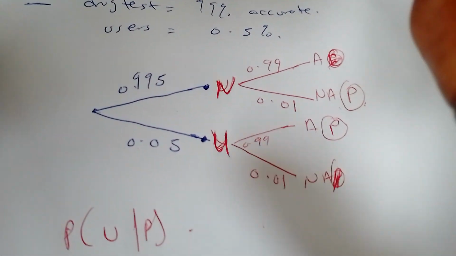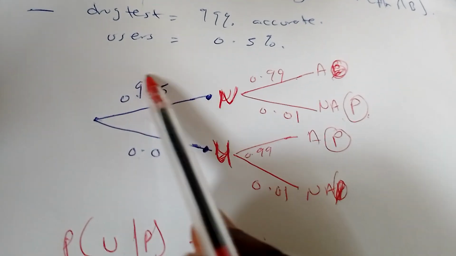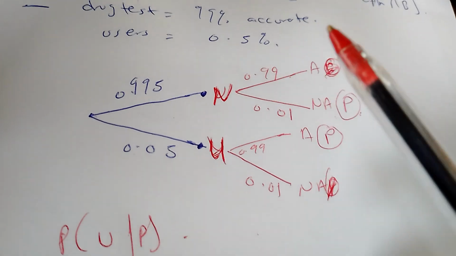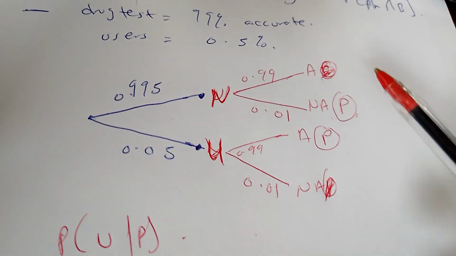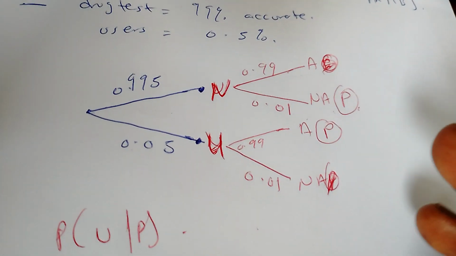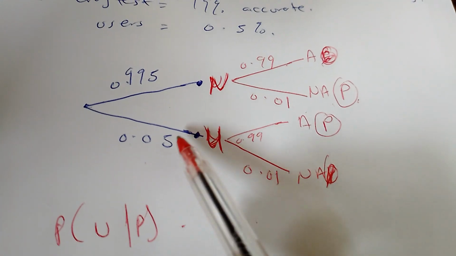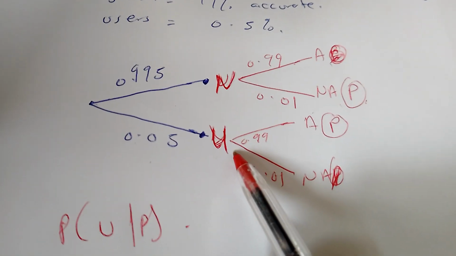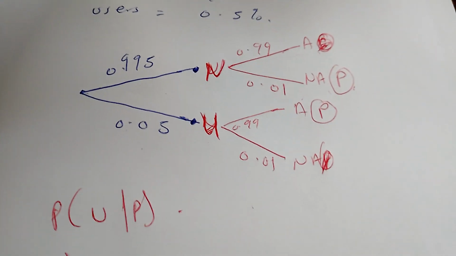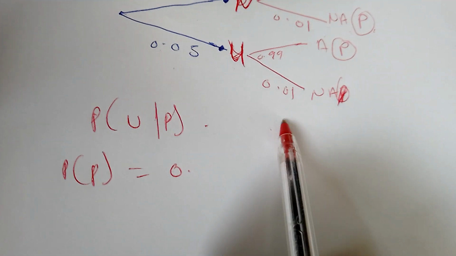Let me just explain everything that's happening here. You have 99.5% of the population not using it, and when they do the test, 99% of the time it says you're not using it. But for some small population, that's the 0.1, it will say you are using it when you're not. Now, for the users, 99% of the time it identifies that you are using the drug, but for a few users it doesn't catch them. The drug test does not catch some few percent of those who are actually using it.